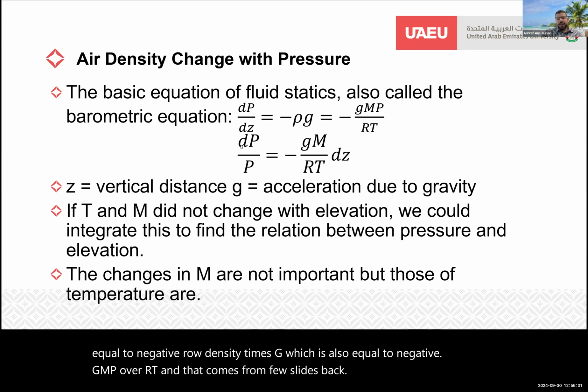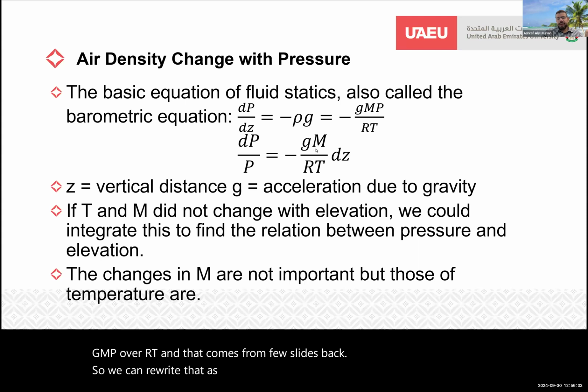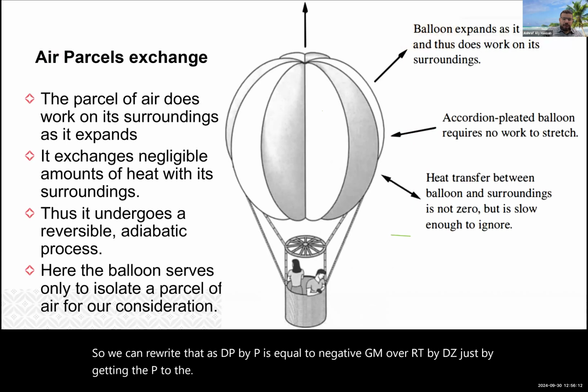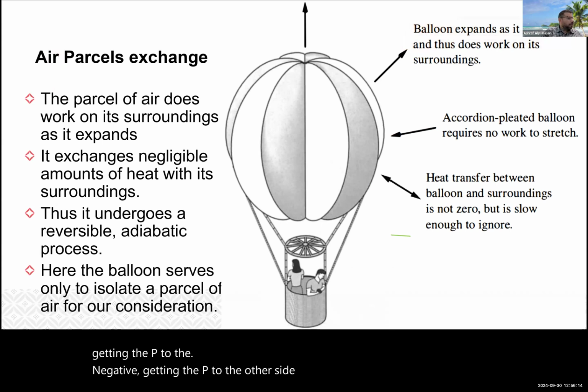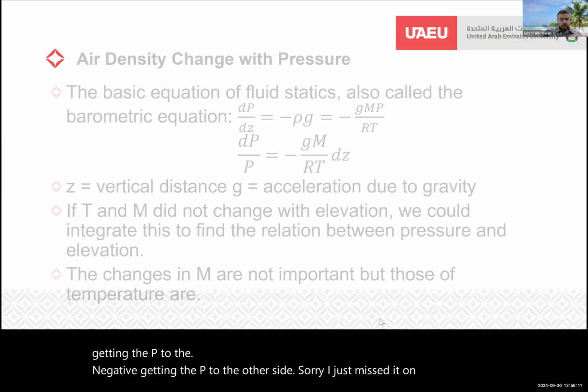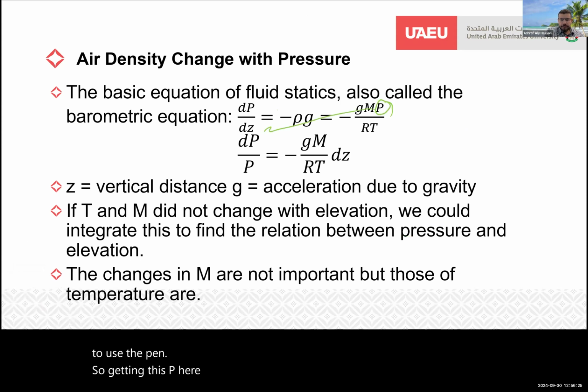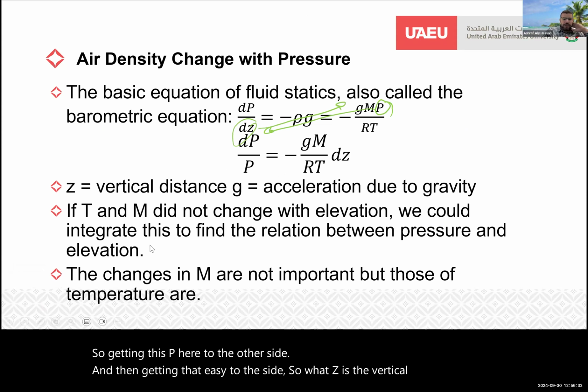So we can rewrite that as dP by P is equal to negative G M over R T dZ, just by getting the P to the other side, and then getting the dZ to this side. Where Z is the vertical distance and G is the acceleration due to gravity.